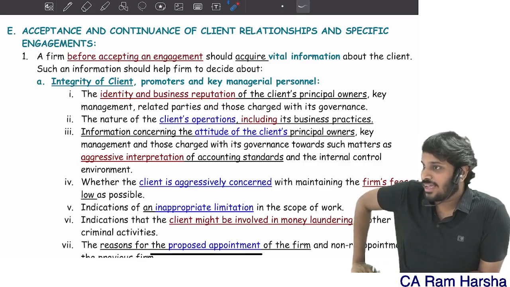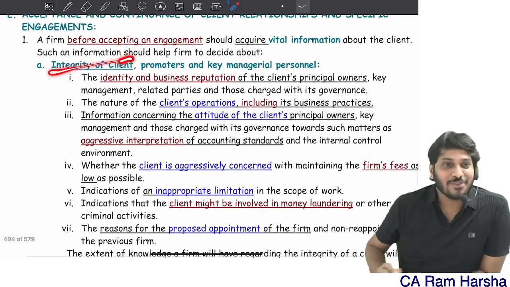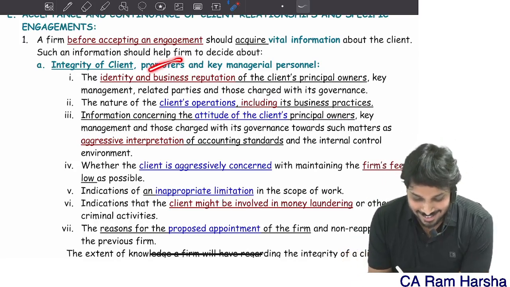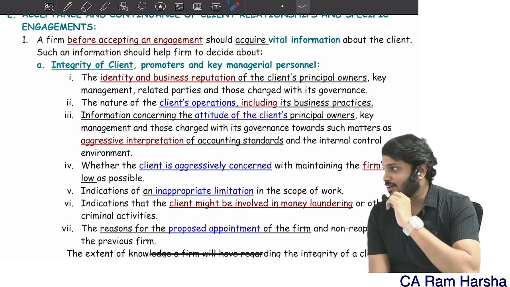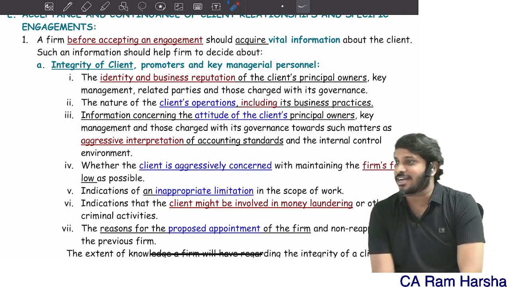Integrity of them, ethical requirements, yes or no? Integrity of the client, integrity of the client, I think bad joke. Promoters and key managerial persons, integrity of the client. Promoters and key managers, what do you obtain? What information do you obtain regarding integrity?